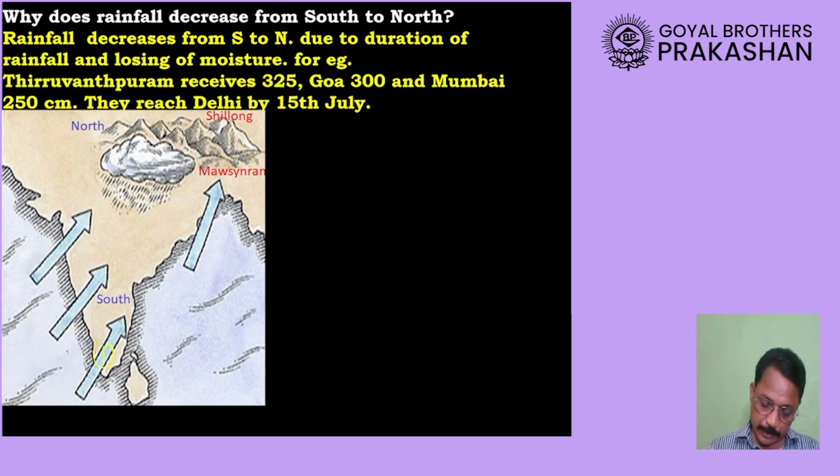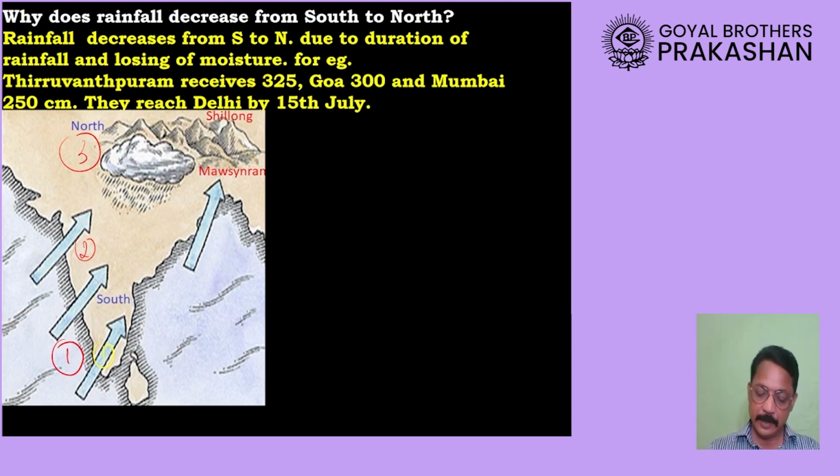Okay, so the southern part will be the first part to receive the rain. Then the second part will be central India, and by the time you reach the northern part, it will be reaching over there by 15th of July. That means the rainfall in the northern part will come after 15th July, whereas in South India it will begin from 1st June itself. Therefore, the duration of the rainfall is more.